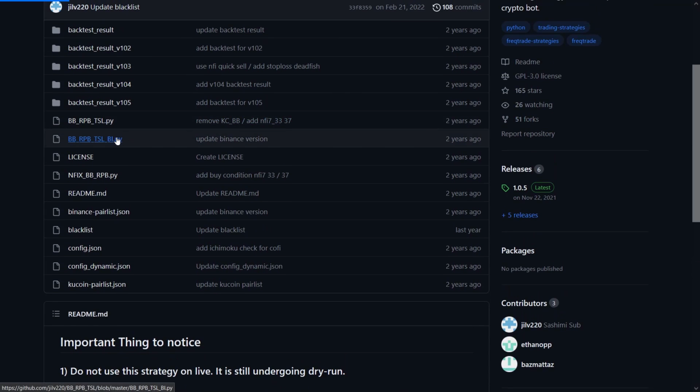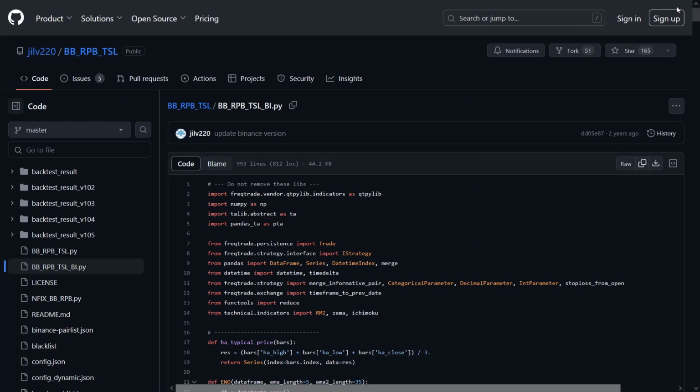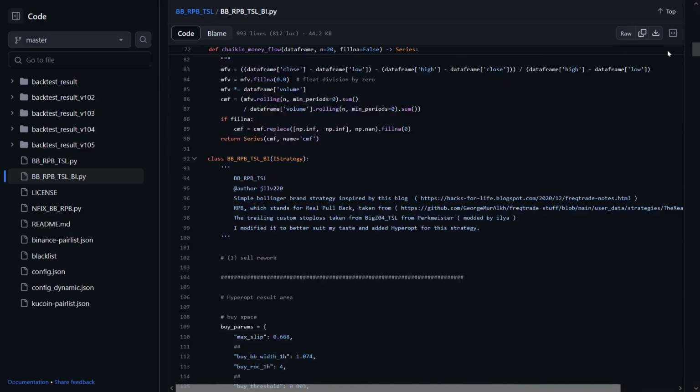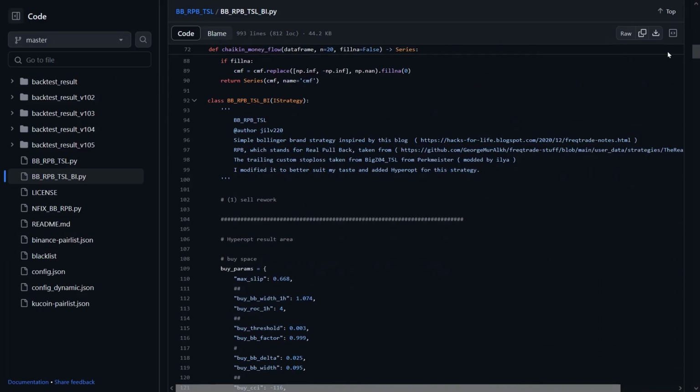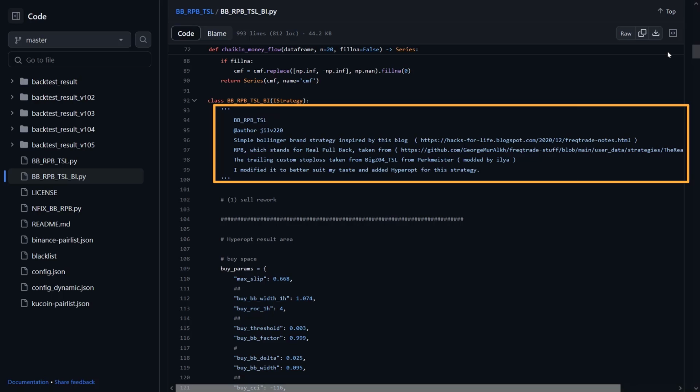Furthermore, in the code itself, there is more information about the origins of this algo. Apparently, the inspiration came from this blog post, by another real pullback strategy on this GitHub repository, and finally also inspired by the trailing custom stop loss taken from the Big Z TSL algorithm from somebody called Perkmeister.